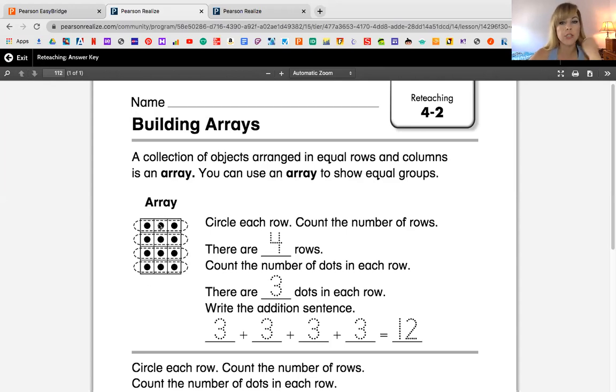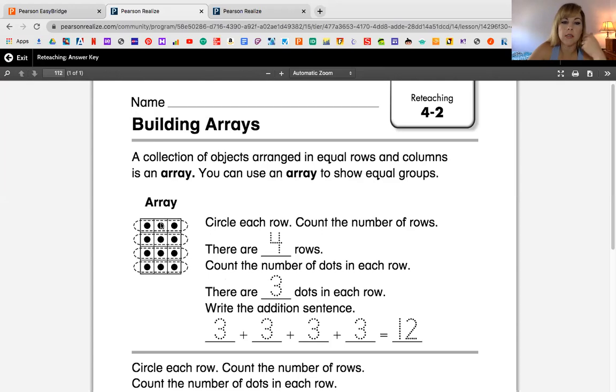You can use an array to show equal groups. So for example, it says circle each row and count the numbers in each row. So here's 1 row, here's a 2nd row, here is your 3rd row, and here's your 4th row. There are 4 rows. So rows go from left to right, kind of like how you'd be reading, okay? It goes from left to right. Now it says there are 3 dots in each row.